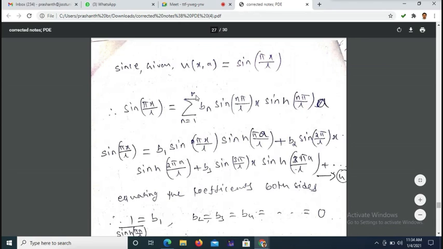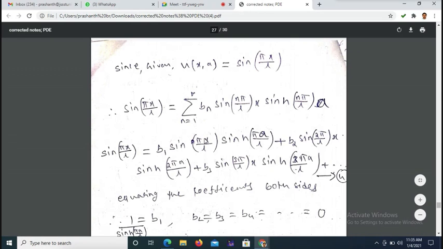It will end up with n infinity, you know that. n equals 1, first term; n equals 2, second term, plus third term, like that. You equate the coefficients on both sides. What is that coefficient? Sin pi x by L. Sin pi x by L coefficients you are equating. Here in the left side, 1. In the right side, what do you have? B1 sinh pi a by L, and B1 is the coefficient of sin pi x by L.